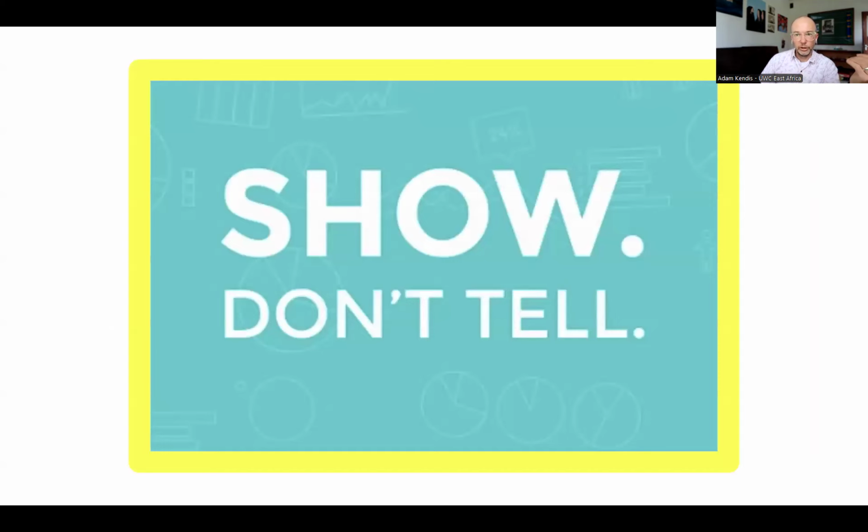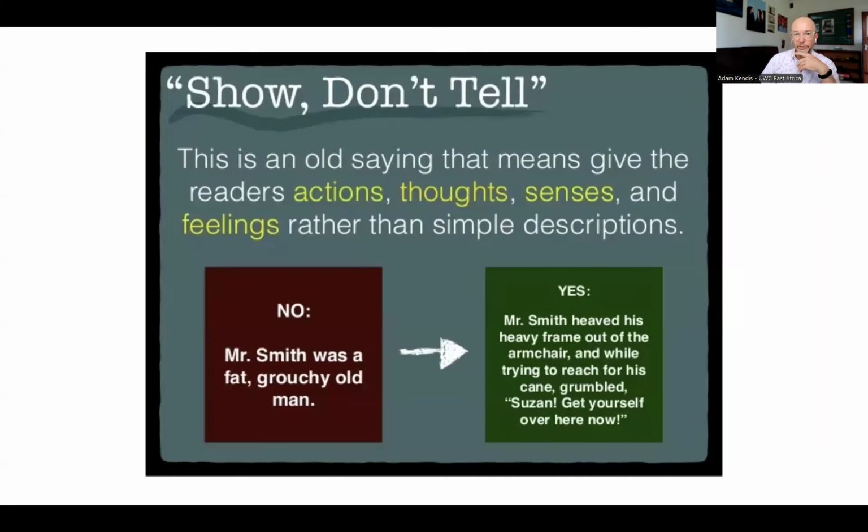Okay, this is important also, show, don't tell, and I've got some examples here. So my no example is Mr. Smith was a fat, grouchy old man, as compared to Mr. Smith heaved his heavy frame out of the armchair, and while trying to reach for his cane, grumbled, Susan, get yourself over here now. So you can picture this big man who's trying to get out of this chair versus he was a fat, grouchy old man. It's very plain versus vivid, showing and not telling.